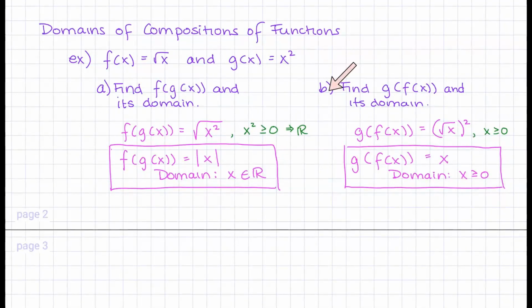But on part B, it says to start with f. F is the square root of x. So in order to start here, we have to make sure that x is non-negative. But then we get an output that can go into g. Any number can go into g. So we have to say that x has to be non-negative because we're starting with f. Let's try another one.